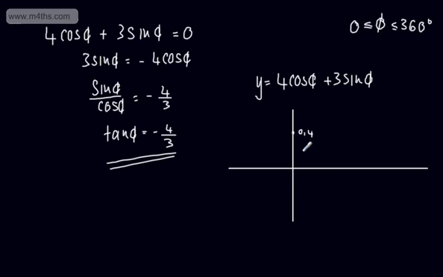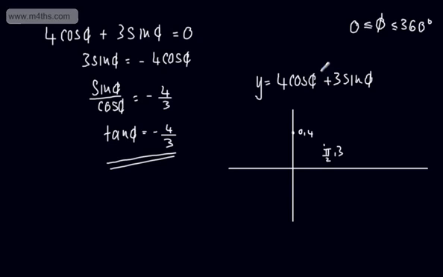If we consider pi by 2, well, cos of pi by 2 is going to be 0, and then we've got 3 sine of pi by 2. Sine of pi by 2 is going to give us 1, 3 lots of 1. So here we're going to have this point, and that's going to be pi by 2, comma 3. So we've got some idea where that is.